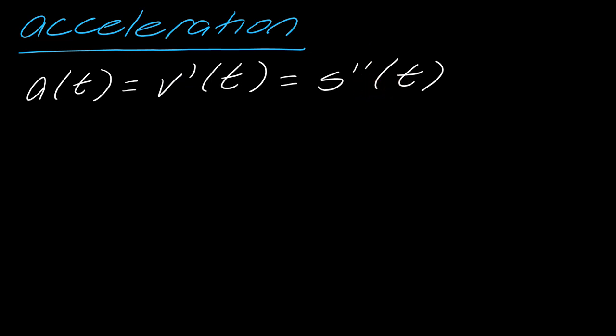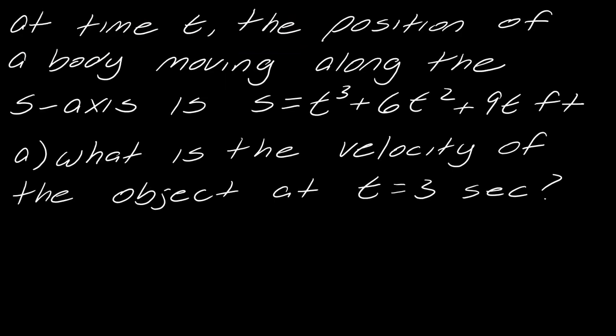And then acceleration is just the derivative of your velocity function, or it is the second derivative of your position function. So just to quickly remind you of a standard example that might come up with this topic: at time t, the position of a body moving along the s-axis is s equals t cubed plus 6t squared plus 9t feet.